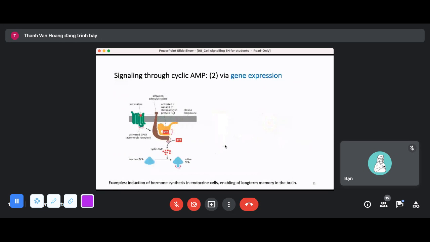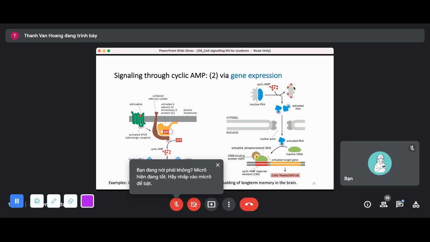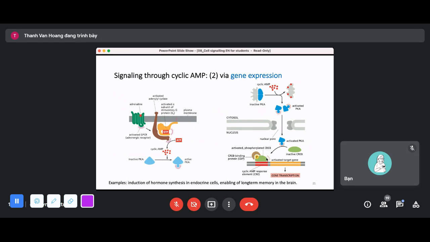Yeah. And here is the second mechanism, which is the same from the signaling until the activated protein kinase A, but after that, instead of activating other enzymes, it goes into the nucleus and activates the transcription factor and induces gene expression. Yeah, I think that's clear. Right.